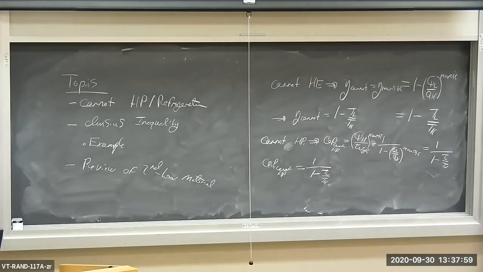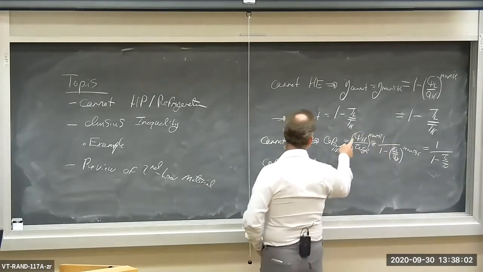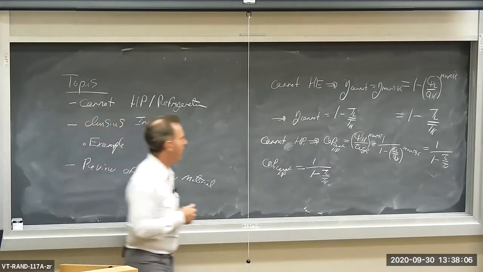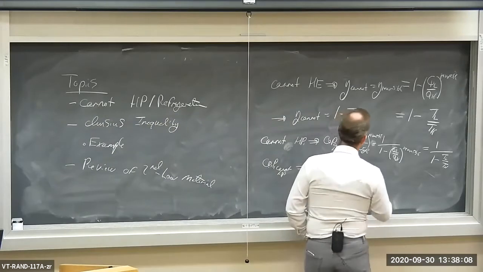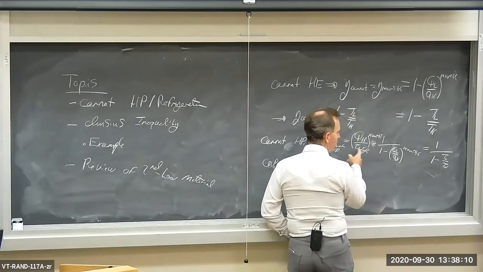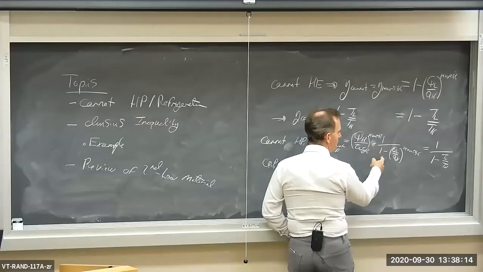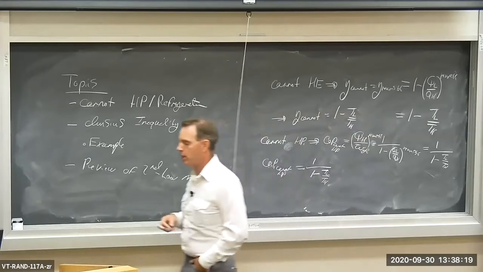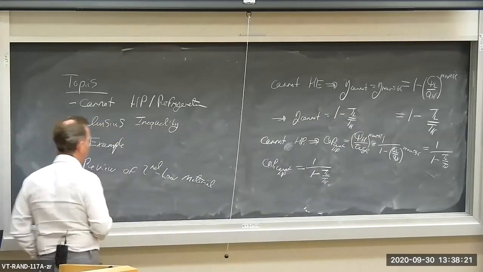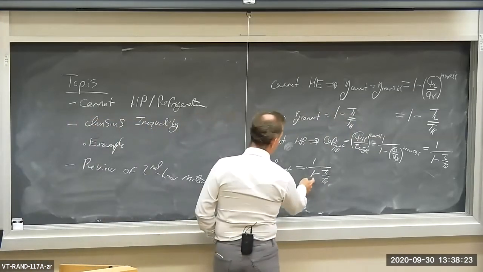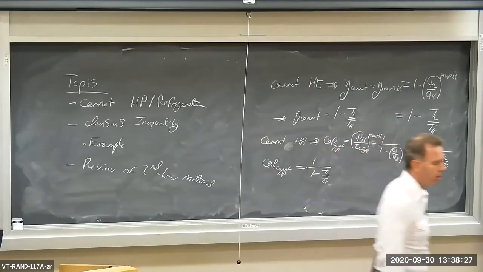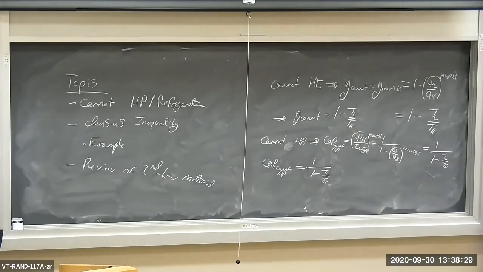All that changes for the refrigerator is that we have a QL up here in the numerator. So this is QL and this is QH minus QL. You get a QH over QL minus 1. So that would give you a TH over TL minus 1 in the denominator for the Carnot refrigerator. Okay?